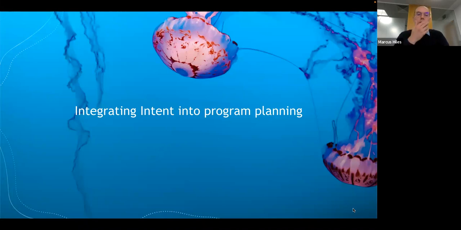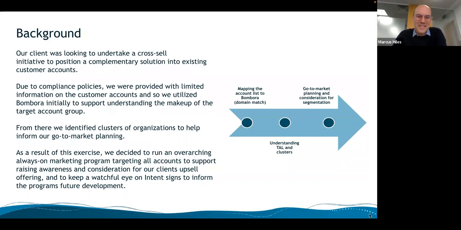Another example here is around how we can start to do proper campaign planning, and I say proper, it's all proper, but how we can use the intent to really inform the planning. So if we dive into this. In this example, we weren't given that much information around the account list. We normally get quite a bit, but we were given a list of customer accounts, and for compliance reasons they didn't want to reveal much more than just the brand names.